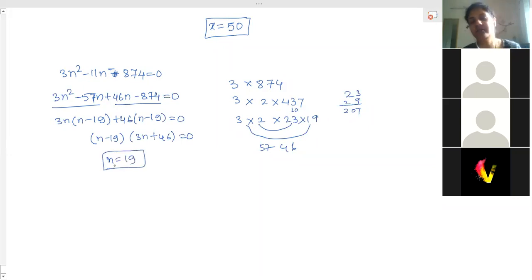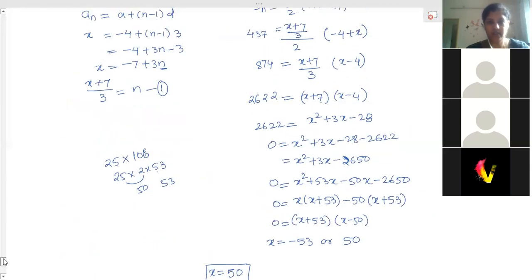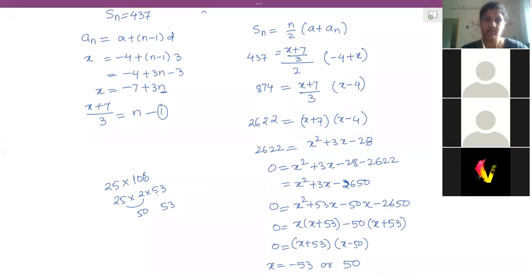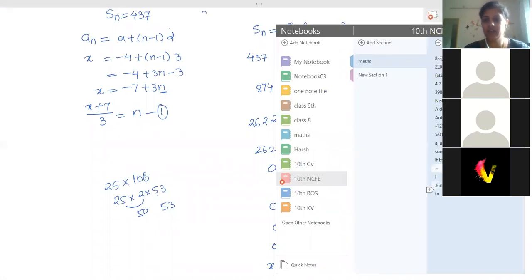N is equal to 19. But it is better to always solve in terms of x. Yes, ma'am. Find the value of n in terms of x and substitute the n value. Like this, here I've done. So I substituted the value of n. Okay. Any other doubts? Anyone else?